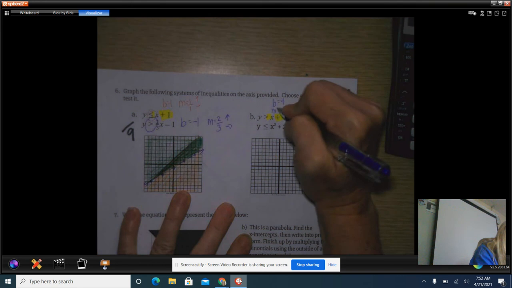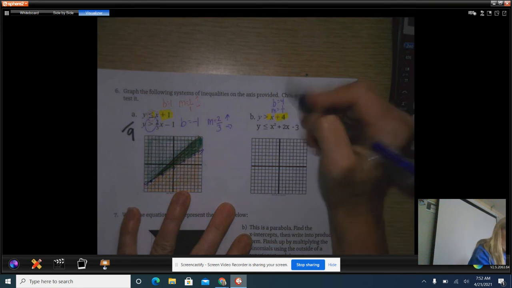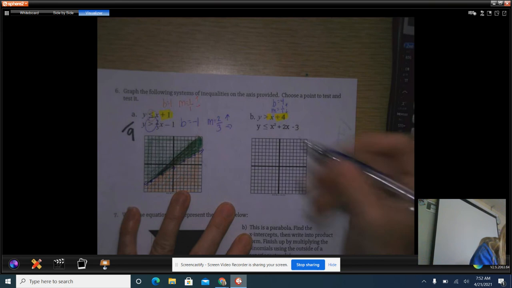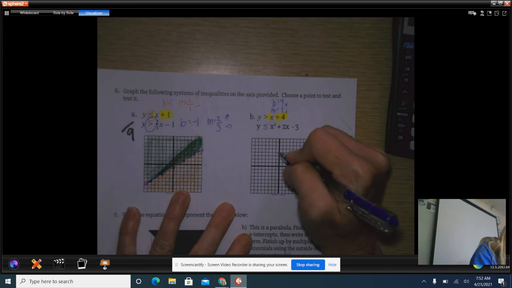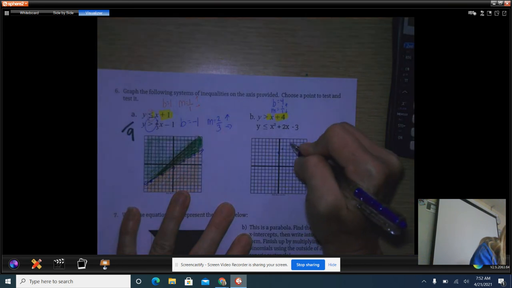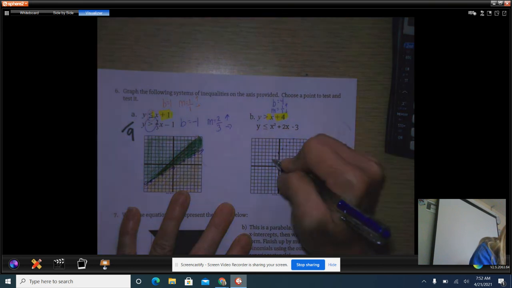And we have a slope of positive 1. So once again, that's going to be 1 over 1. So we're going to go up 1 and 1 to the right. So we're going to point at 4. And then we're going to go up 1 and 1 to the right, and down 1 and 1 to the left.